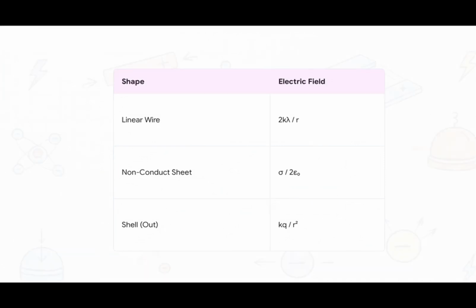Here is your ultimate summary table for Gauss's applications. For an infinite linear wire, the field is 2k lambda by r. For an infinite sheet, pay close attention, in 2024 they asked this directly. If it's a non-conducting sheet, the formula is sigma over 2 epsilon naught. But if it's conducting, it's just sigma over epsilon naught. Huge difference. And for a spherical shell, it's easy. Inside, the field is always 0. Outside, it acts just like a point charge, kQ over r squared.